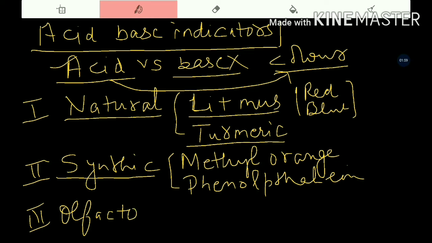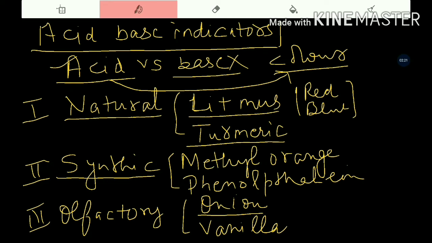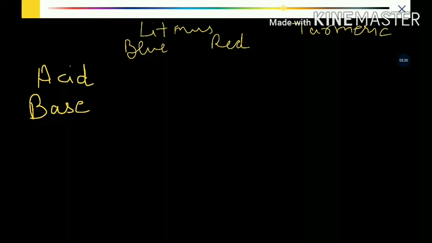As the name suggests, olfactory indicators help us to distinguish between an acid and a base by a change in odor. That means it will smell different in acidic medium and it will smell different in basic medium. The best example present in a house is onion. The second example which we all know about is vanilla. We'll be discussing all the types of indicators one by one. Two natural indicators we'll discuss, and two synthetic.